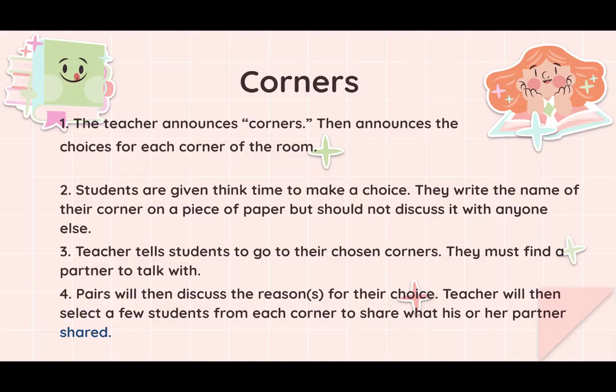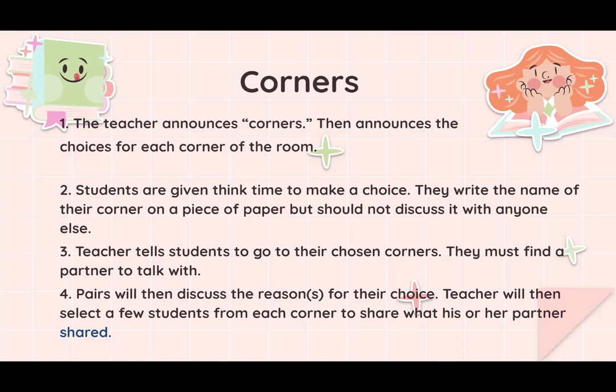Here's one example of how we can get our students to actively participate and actively learn. It's called corners. The teacher announces corners and then announces the choice for each of the corners in the room. Students are given a think time to make the choice. They write the name of the corner on a piece of paper, but should not discuss it with anyone. Teacher will then say, "Please go to your chosen corner."